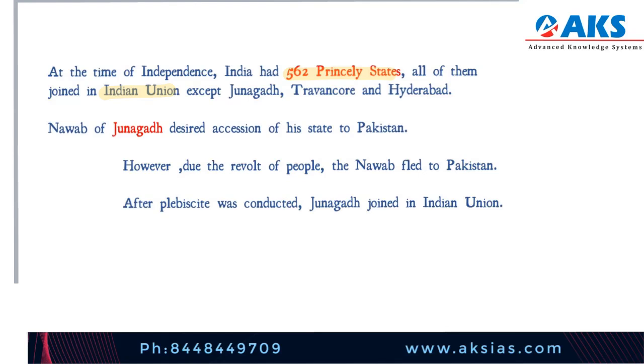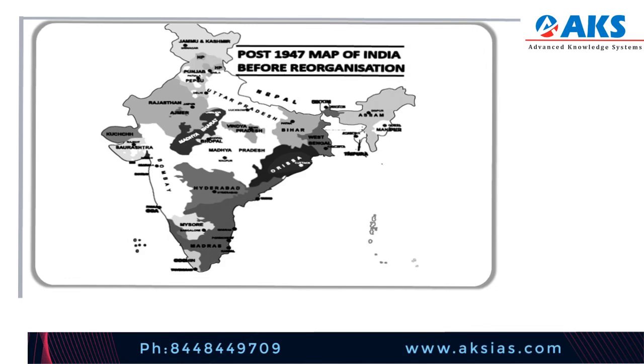In the case of Junagadh, the ruler, that is the Nawab of Junagadh, was a Muslim and the majority of the population in his state were Hindu. So, the Nawab wanted to join the state of Pakistan. However, due to the revolt of people, the Nawab fled to Pakistan, and after the Nawab fled to Pakistan, a plebiscite was conducted in Junagadh where the people's opinion was elicited and majority of the population opted to join in Indian Union. So on your screen you can see the map of India post 1947, however before the state reorganization.